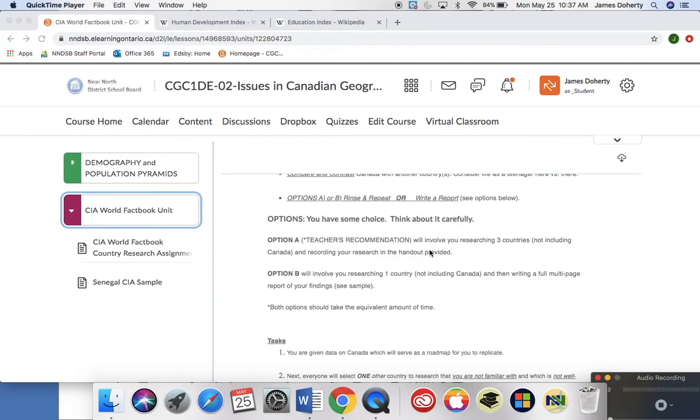As I said before, option A will involve you doing research on 3 different countries that are not Canada and that are not well developed. Option B will involve you doing research on one other country, not Canada, and using my data that I've provided to you and doing a thorough comparison between Canada and that country, and eventually doing a full write-up on it.